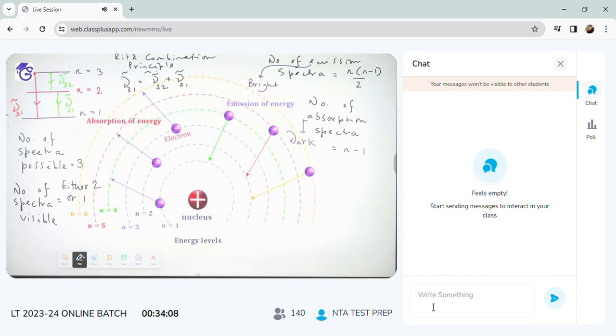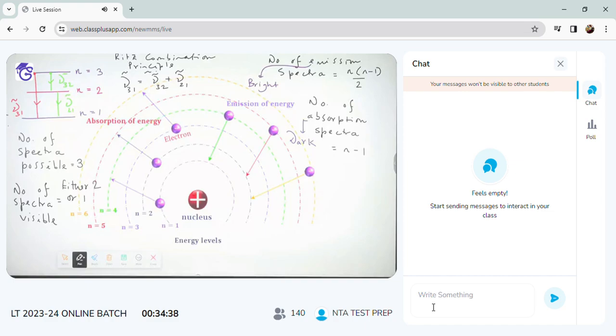I repeat once again, number of emission spectra or bright spectra is n into n minus 1 by 2. Number of absorption spectra will be equal to n minus 1 correspondingly. Then I'm taking an example. If the electron makes a transition from n equal to 3 to 1, it is possible in two different ways. Either it will come down from 3 to 1 directly, or it can also come down by subsequent steps. It can come down from 3 to 2 and then 2 to 1.